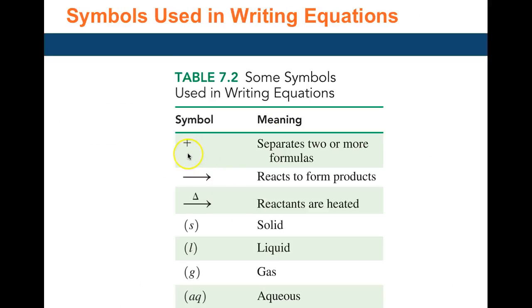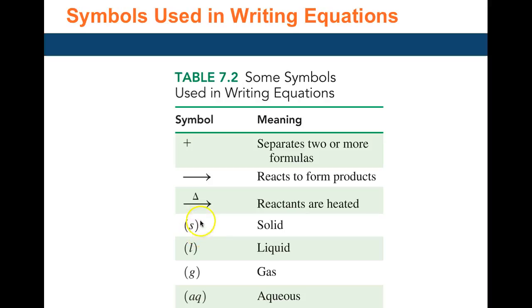So these are some of the symbols used in a chemical equation. You use a plus sign to separate out the reactants or products that are either reacting or forming. This is the arrow showing that it is directed from reactants to product. You have the triangle that indicates that the reactants are getting heated, heat is being supplied.